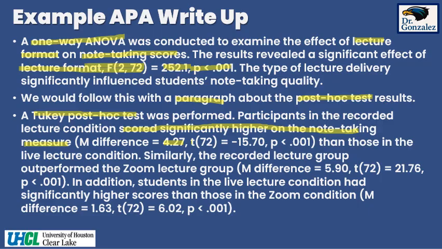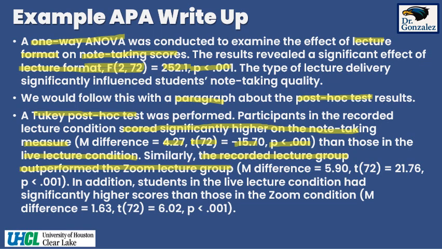We did Tukey's, which is a form of a t-test, right? So t of 72 is negative 15.70. We give the significance level. And we compare it to something because it's mean difference. Then those in the live lecture condition. And we also say similarly, the recorded lecture group outperformed the Zoom lecture group.